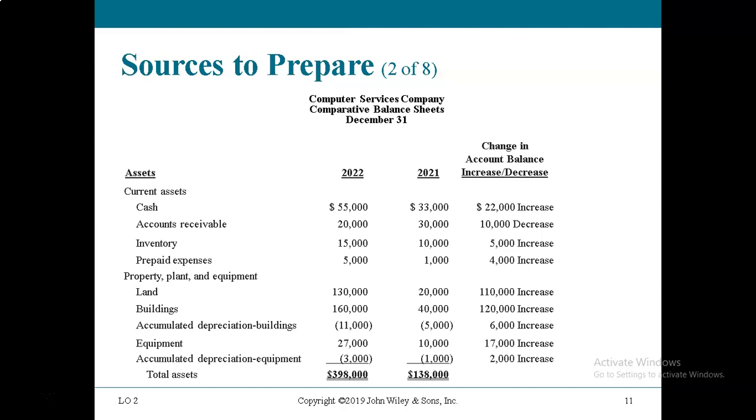Here are what we call comparative balance sheets. So we have last year's balance sheet. Last year was 2021, and then the current year, which in this case is 2022. Notice that they have a change in account balance increase decrease column. That's very important. So you can see, for example, accounts receivable last year was $30,000. This year it's $20,000, so it went down $10,000.